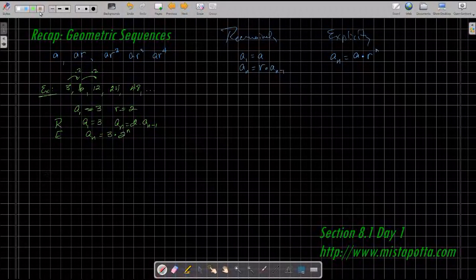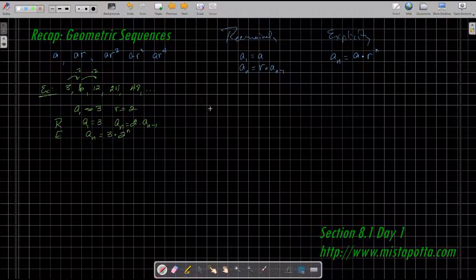But we don't always think of this in terms of whole numbers. As a matter of fact, we often see this in terms of rational numbers.